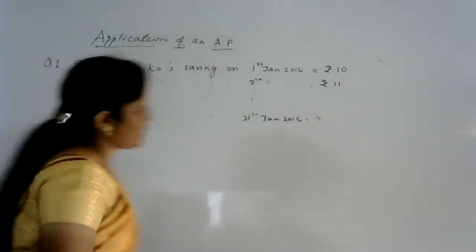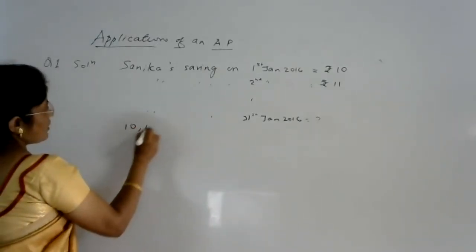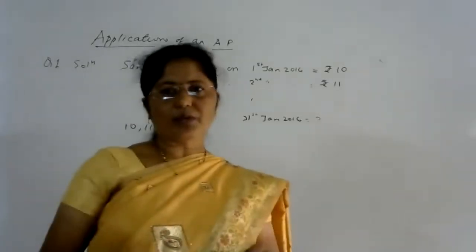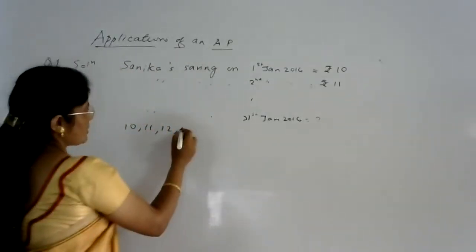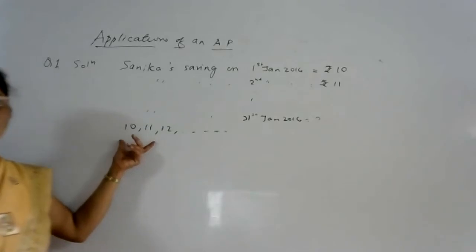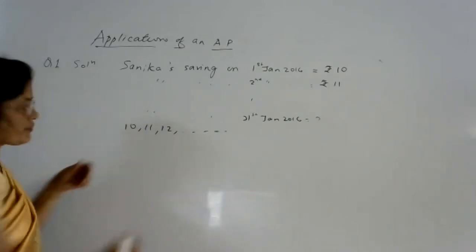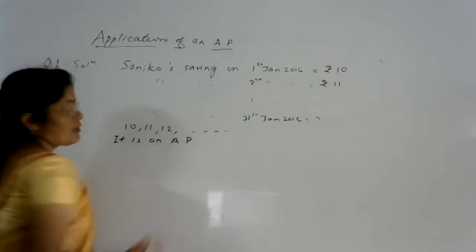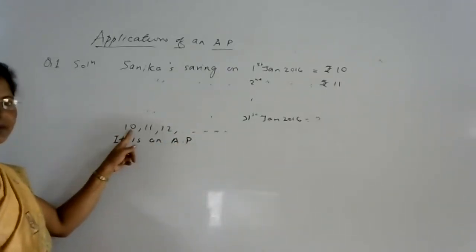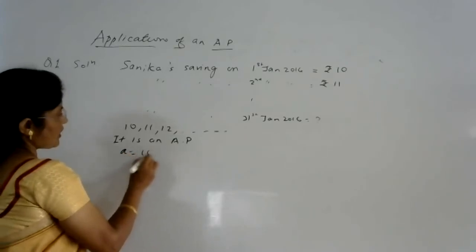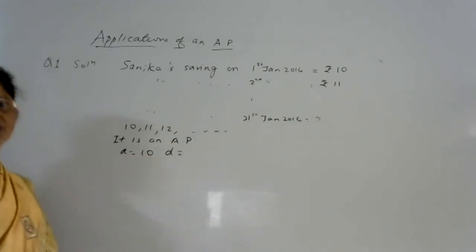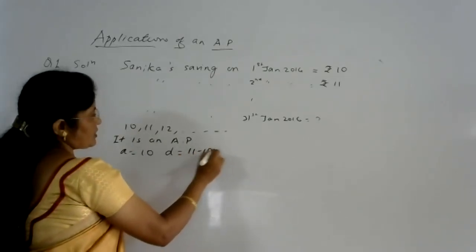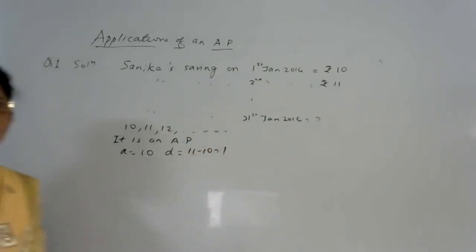So these numbers here, 10, 11, 12, and so on. Every day's saving is added, and so on. This is nothing but an AP with the first term, what is the first term here? A is equal to 10. Common difference we can find using the formula T2 minus T1. So directly I am writing here, 11 minus 10, that is 1. Common difference is 1 here.